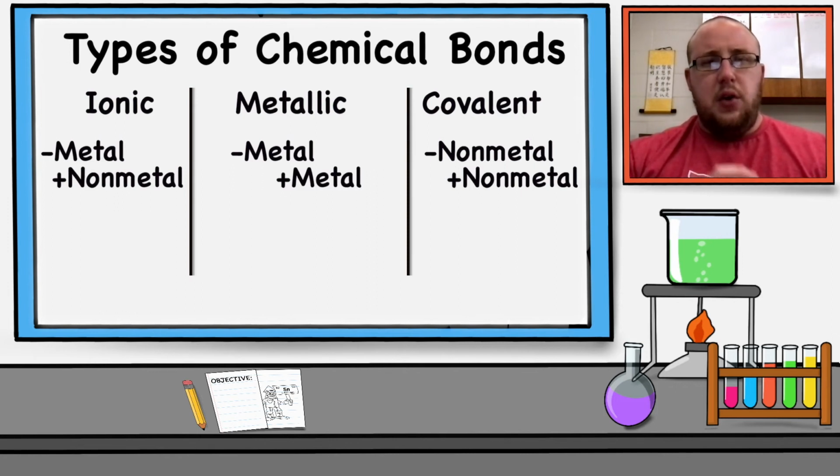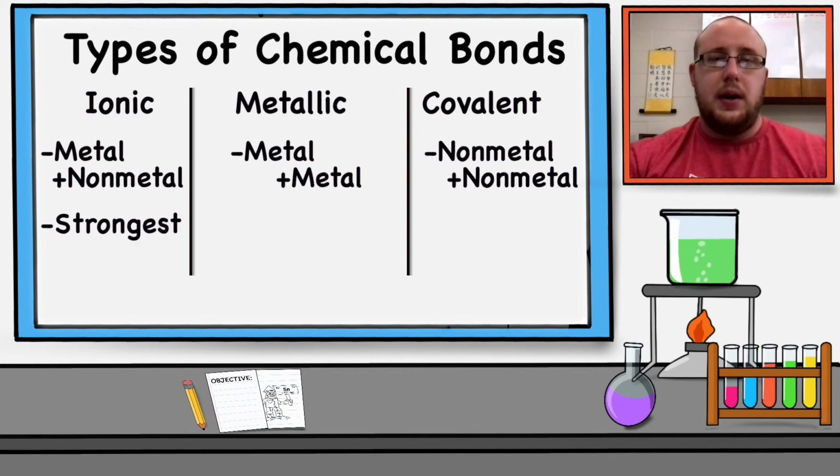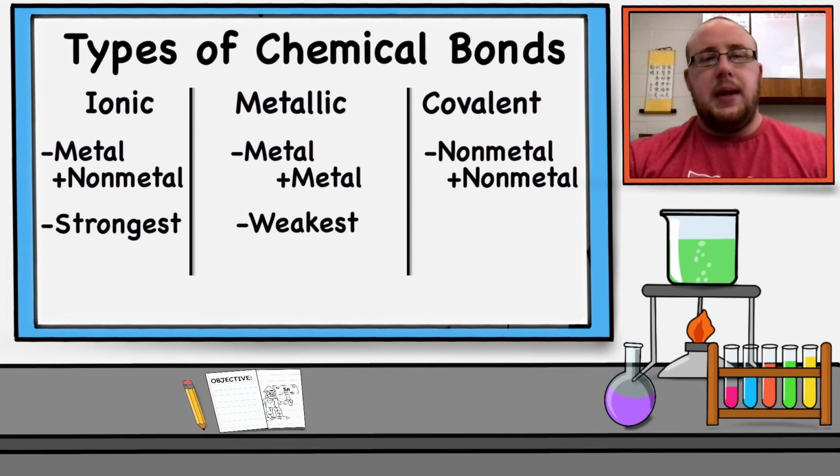Okay, if we're going to look at these bonds, we have to understand their strength too. From strongest to weakest, the strongest bond is going to be your ionic bond, and your weakest bond is going to be your metallic bond. So that means your covalent bond is in the middle as your intermediate one.